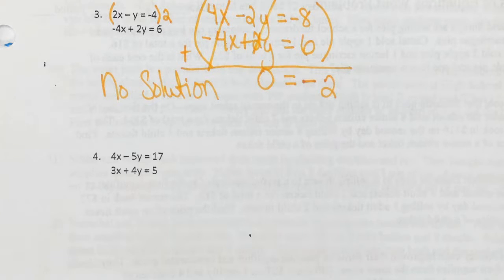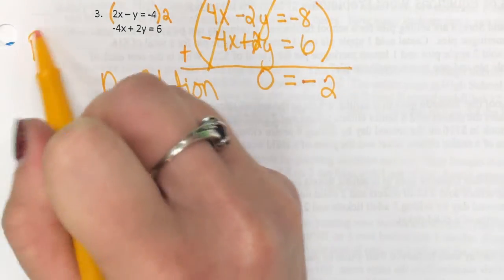Inconsistent. And what do the inconsistent graphs look like? The parallel lines. The crossing means they had a point where they were the same. These would be parallel lines.